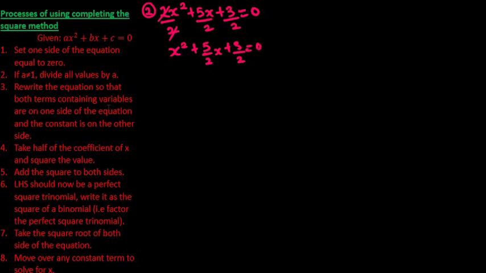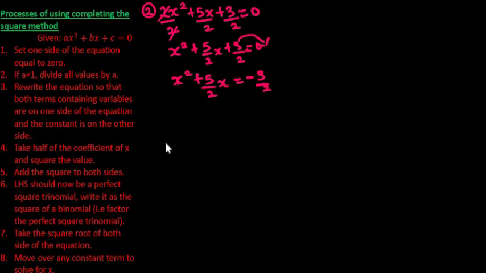Rule number 3 says we write the equation so that both terms containing the variable are on one side and the other side contains the constant. So we'll be having x squared plus 5 over 2 x equal to, when plus 3 over 2 crosses the equation sign, minus 3 over 2.